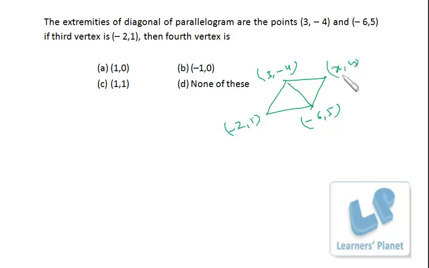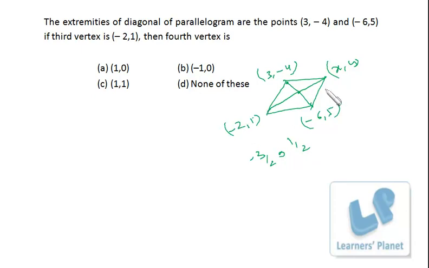Suppose it is x, y. Now we know the basic property of a parallelogram, that is, the diagonals bisect each other. That means the midpoint of this diagonal will be the same as the midpoint of this diagonal, right? So the midpoint of this diagonal is this plus this by 2, that is 3 minus 6, that is minus 3 by 2, and minus 4 plus 5, that is 1 by 2. So this will also be the midpoint of this diagonal.